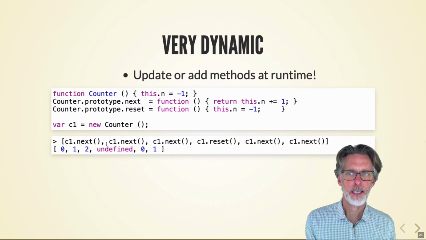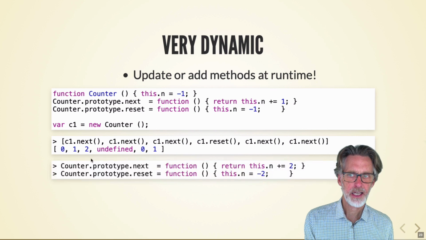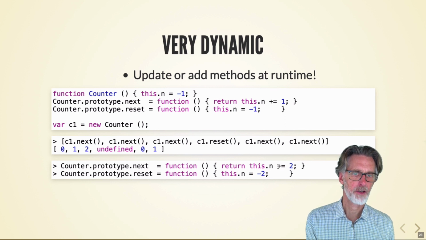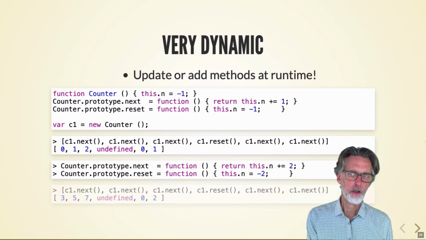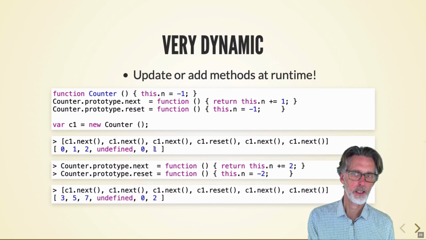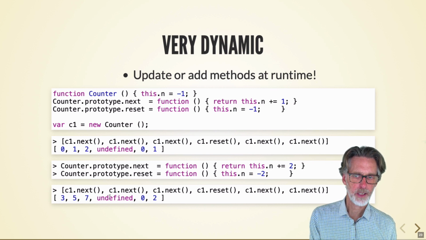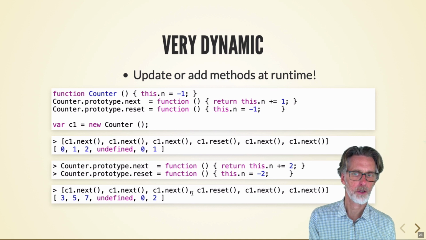So for example, I can use the counter as originally defined for a while, and then decide to update the prototype for the counter. And here I'm updating that so that instead of incrementing by 1, I increment by 2. And when you reset, I'll reset to -2 rather than -1. And now if I keep going along counting, note that I go from 1 to 3 to 5 to 7. Then when I reset, I'll go back to -2, which goes up to 0, 2, etc.